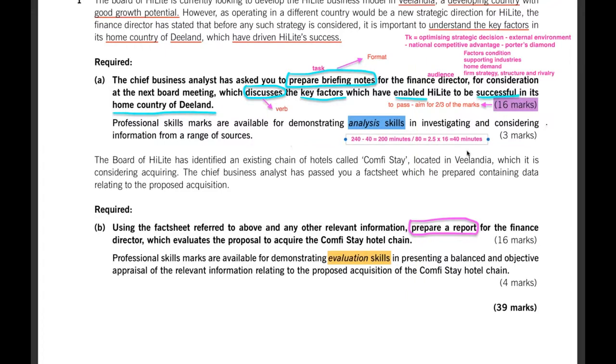If let's say you take 40 minutes as your planning time, but if you take 1 hour, 60 minutes, then 240 minus 60 is 180 minutes, divide by 80, then you have 2.25 minutes times 16.